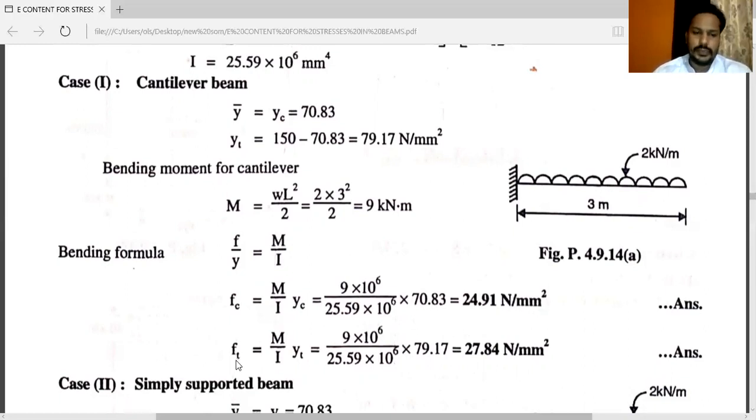Formula is same. Instead of compressive stress, there will be a tension, that is FT. FT is equal to M by I into YT. So here YT is 79.17. We have the value of M, we have the value of I. You will get FT 27.84 Newton per mm square. This is the case 1. In this, we have the value of YC and YT. Lower value is a compressive value, upper value is a tensile value.